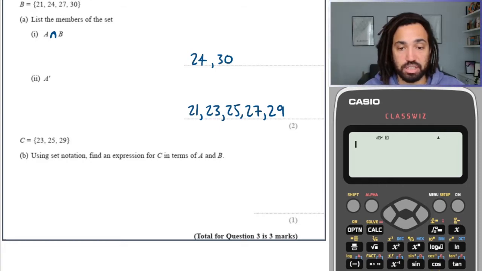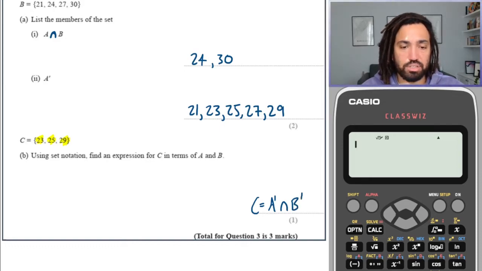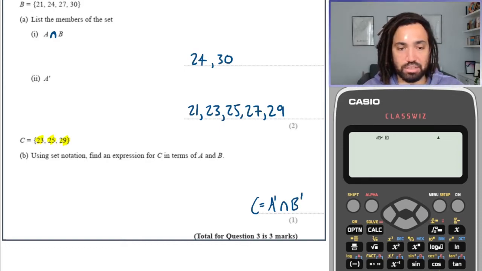Using set notation, find an expression for C in terms of A and B. Okay, so it looks to me like these are all the numbers which are not in any of A or B. So 23, 25, and 29 aren't in A or B. So therefore, C is equal to not A and not B. So the numbers which are in not A and are also not in B.